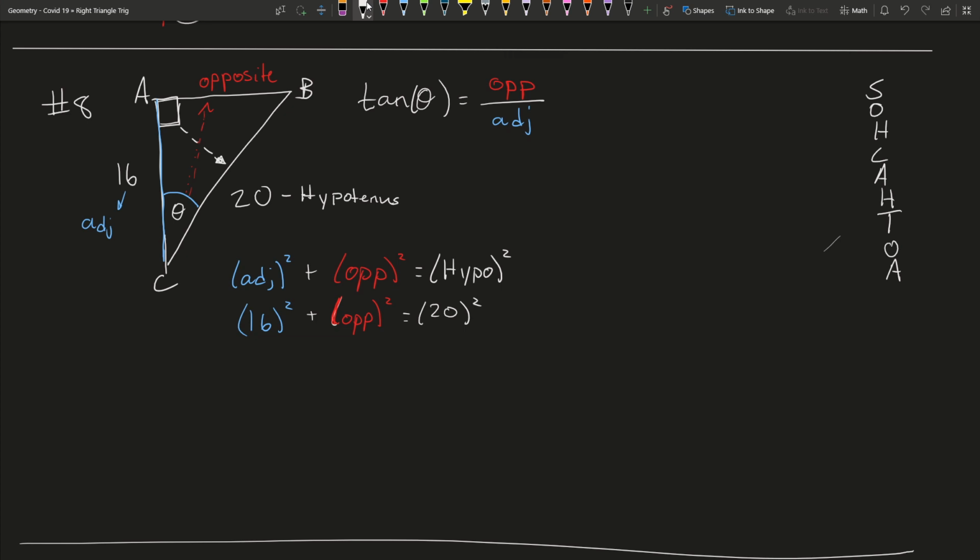Okay, and then if you plug in 16 squared into a calculator, you get 256. And then 20 squared is 400. All right, and then we solve for that missing piece. So if we subtract 256 from both sides, we get 144.